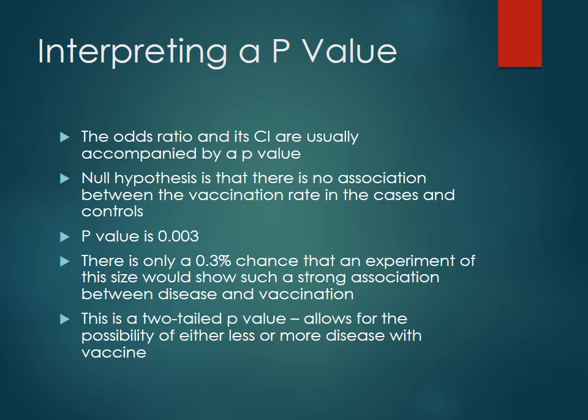And again, very frequently you're going to be using two-tailed p-values here. This allows for the chance that you could have more cases of cholera with the vaccine, right? Is there any idea, or can you guys think of a situation where a vaccine might actually cause disease?